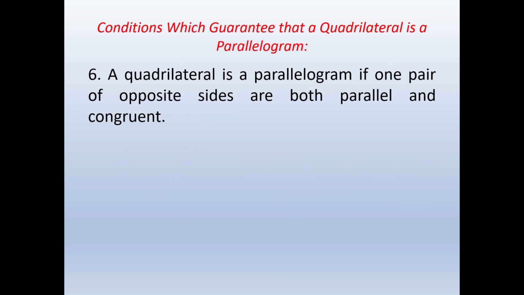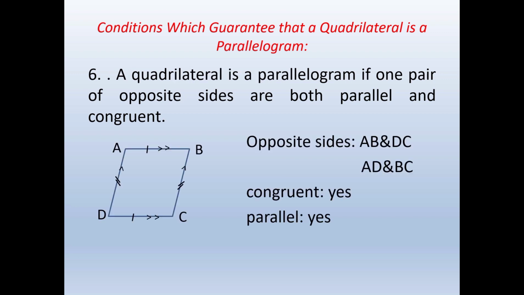Number 6. A quadrilateral is a parallelogram if one pair of opposite sides are both parallel and congruent. In the given quadrilateral, we have two pairs of opposite sides. If we consider side AB and side DC, they are congruent as well as parallel. And if we consider opposite sides AD and BC, they are also parallel and at the same time congruent. So therefore, that quadrilateral is a parallelogram.